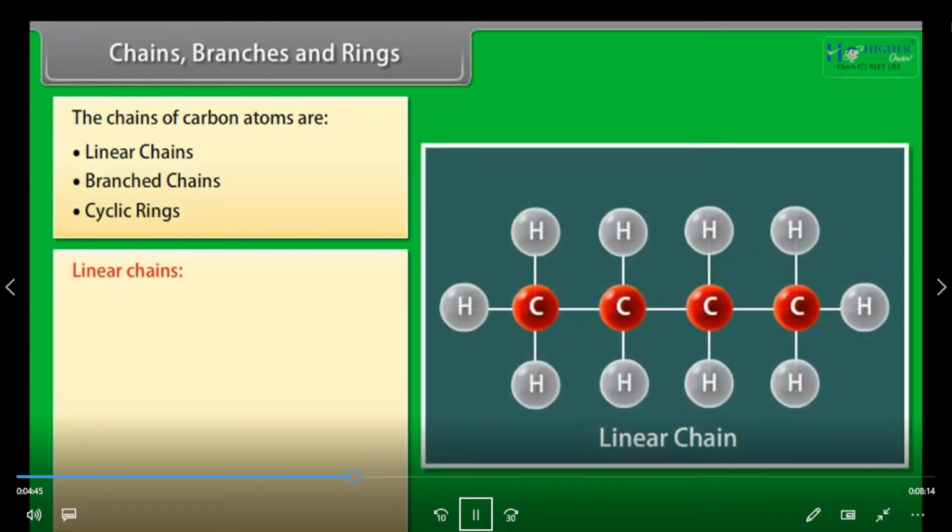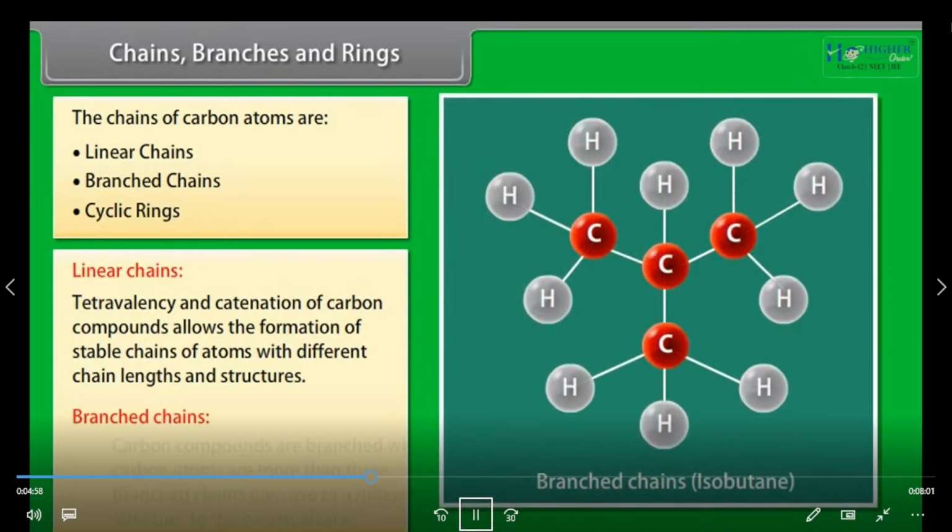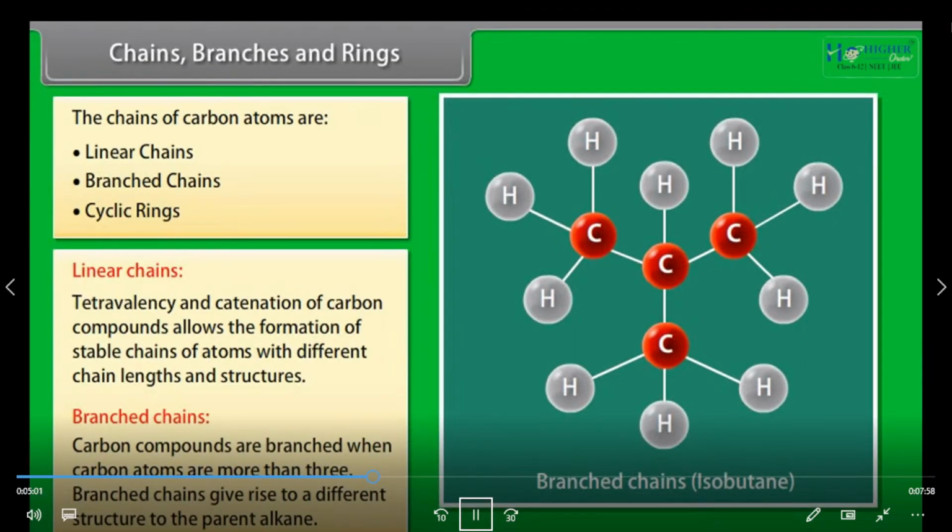Linear chains. Tetravalency and catenation of carbon compounds allow the formation of stable chains of atoms with different chain lengths and structures. Branched chains. Carbon compounds can be branched when the carbon atoms are more than 3. Branched chains give rise to a different structure to the parent alkane.